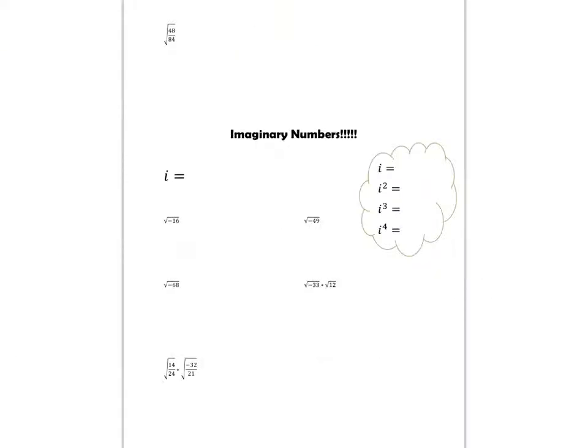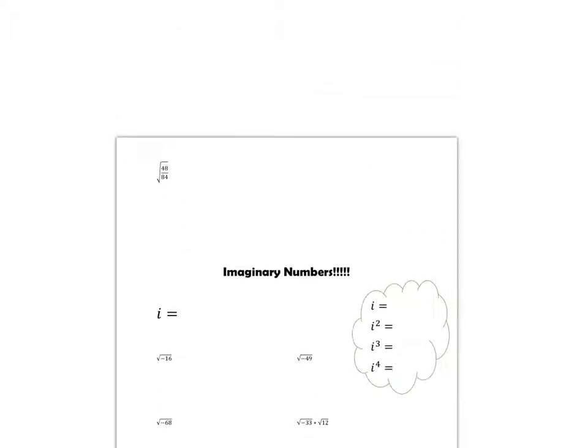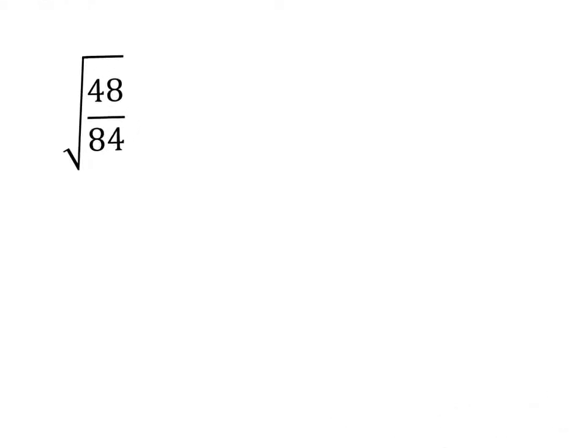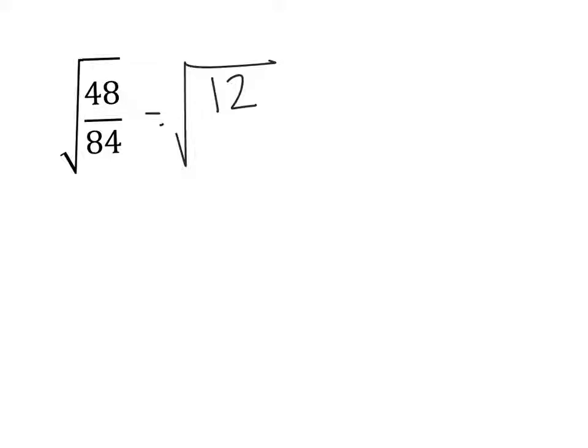So moving on to our next page, we've got a couple more things to talk about, and this won't take us too long. So here I have the square root of 48 divided by 84. We could go ahead and expand that out and work with each side. I'm going to simplify this first because I can actually reduce 48 and 84. Anytime I can make things a little bit smaller, it's going to make my life a little bit easier. So 48 and 84 are both divisible by 4. If I divide 48 by 4, this really becomes the square root of 12 over 84 divided by 4 is 21.